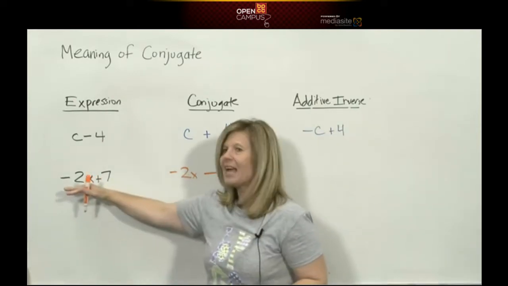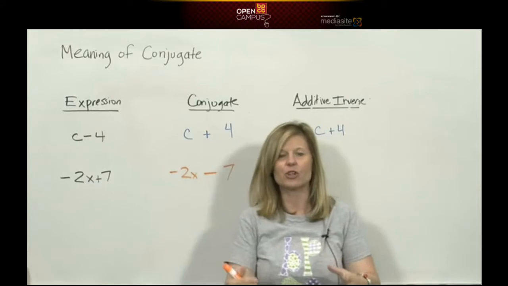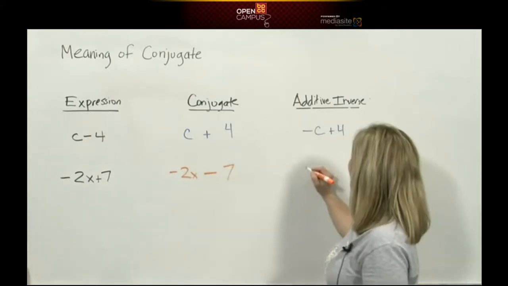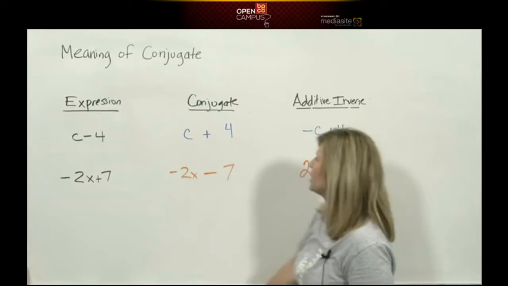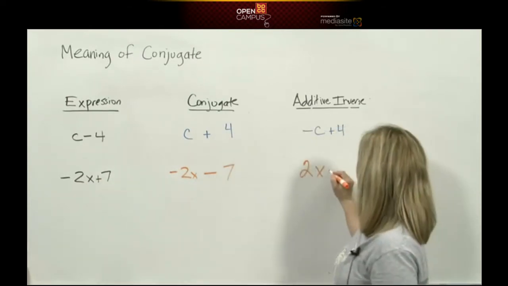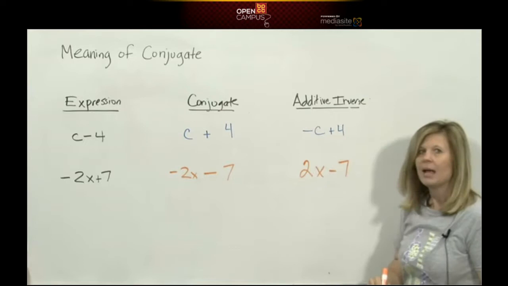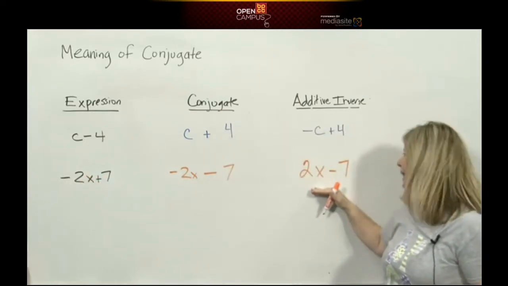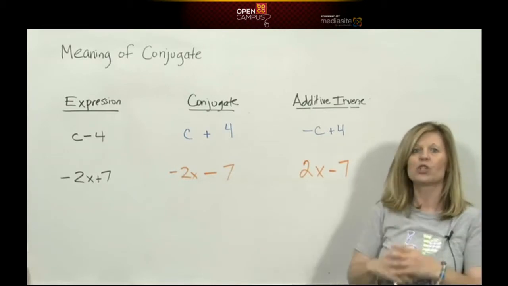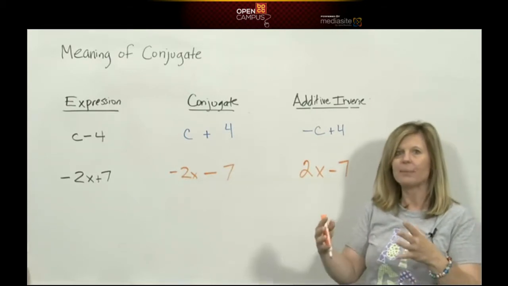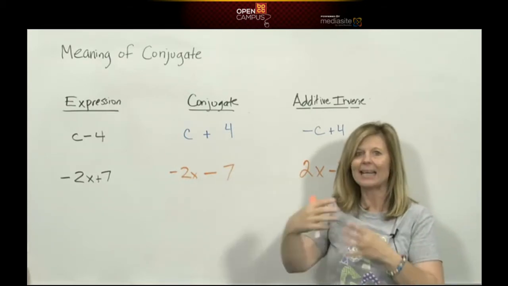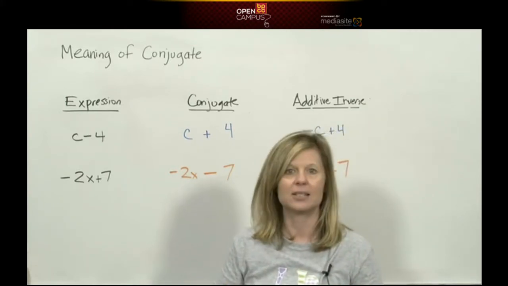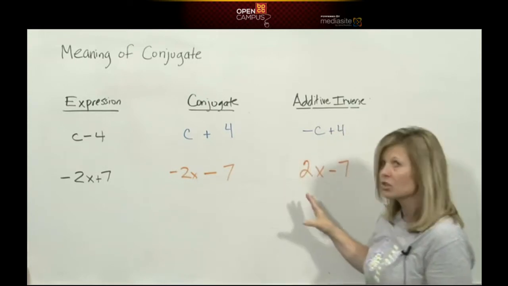If I asked you for the additive inverse, I'm asking you to change all the terms. So the opposite of negative 2x would be positive 2x, and the opposite of positive 7 would be negative 7. And we know if we took this expression and added it to its additive inverse, we should make 0, because that's what happens. Additive inverse means adding the opposite, and when you add the opposite in arithmetic, you get a 0.